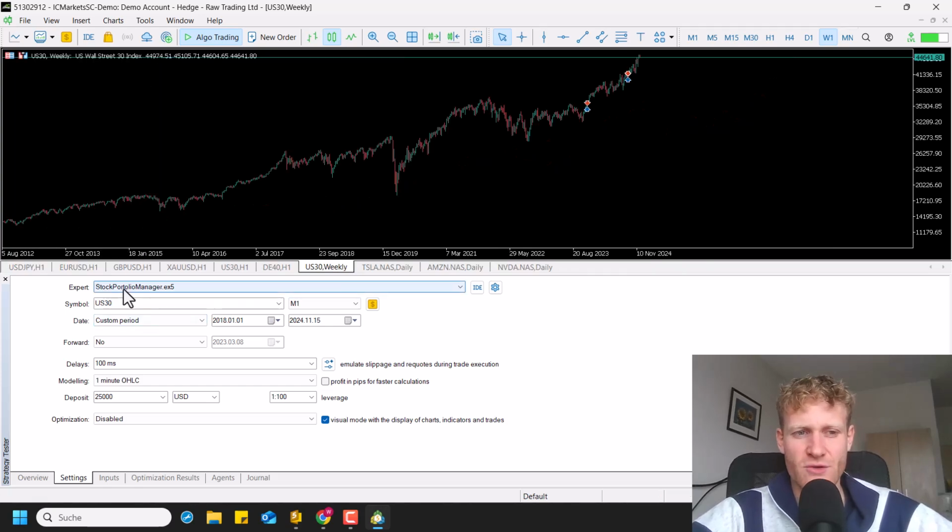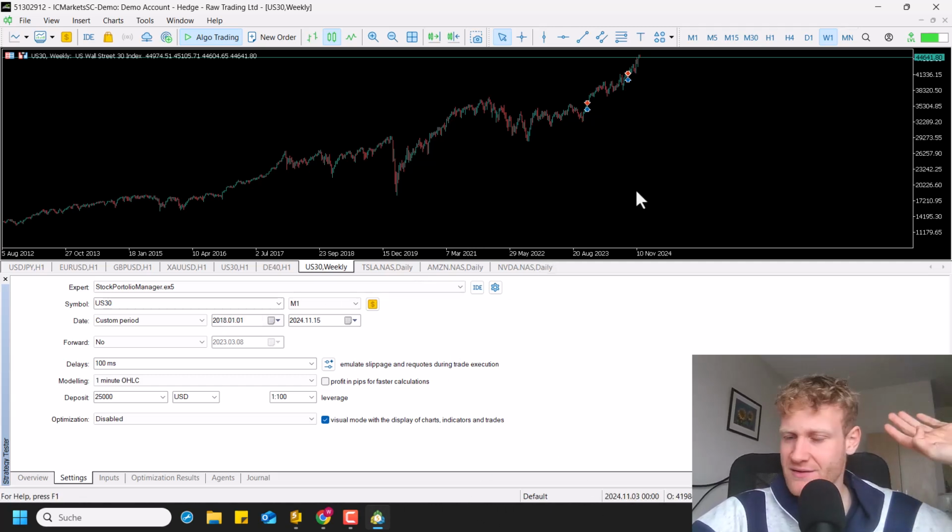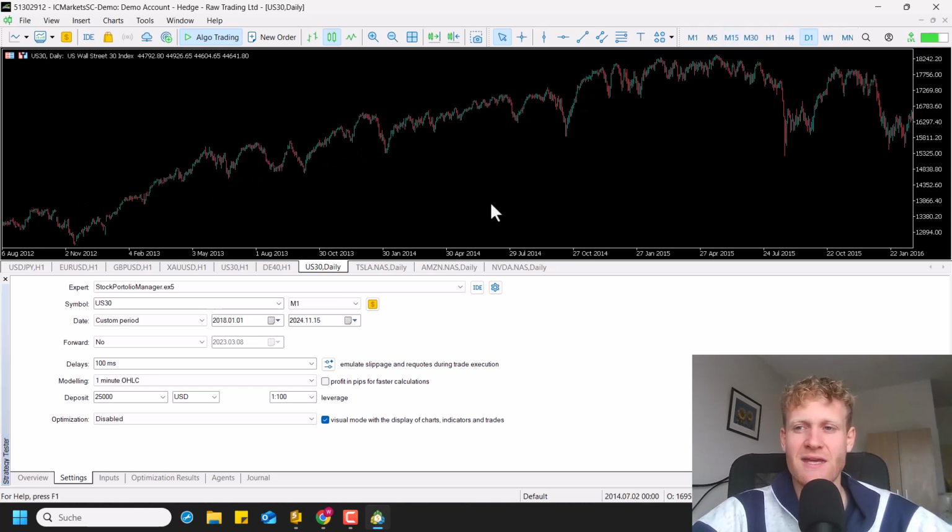So here you can see I used my stock portfolio manager program. I use the symbol US 30. It doesn't really matter what symbol I choose. And I want to test the period from 2018 to 2024. This period is not chosen randomly. I chose this period because I do not have data for other years in my MetaTrader terminal. My broker only provides the 1 minute candles from, I think, somewhere in 2017. So I started my test in 2018.